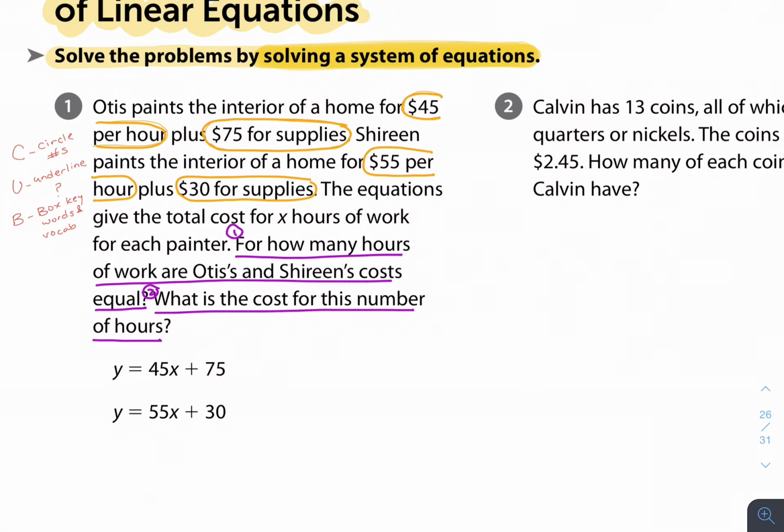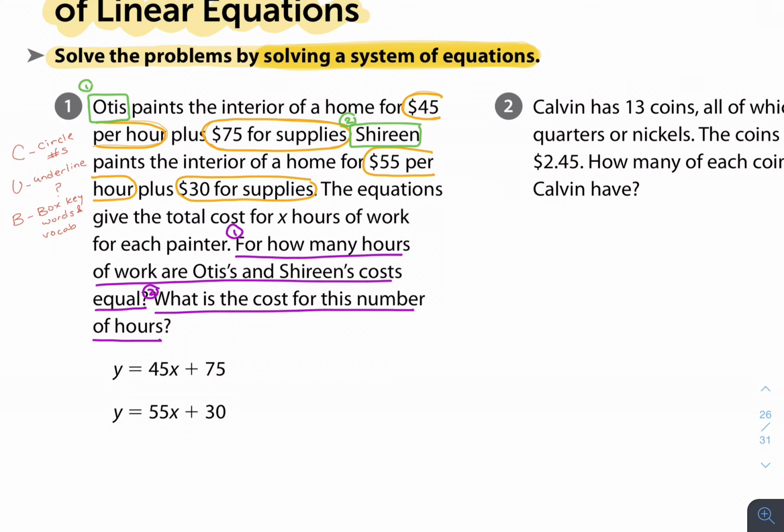So first thing I'm going to box is Otis. Why is Otis a key term or word? Because it's a system of equations, and I need to make sure I differentiate between the 2 situations that I'm going to be comparing, right? So the first one is Otis and how much he gets paid to paint the interior of the home. And the second is Shireen's and how much he gets paid to paint the interior of a home. All right, so it's very important, because then I'm going to say Otis's equation, Shireen's equation, just to keep my work organized.